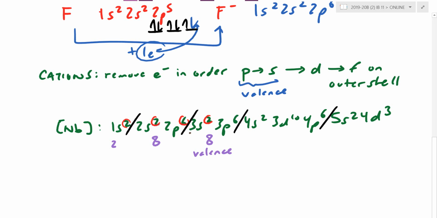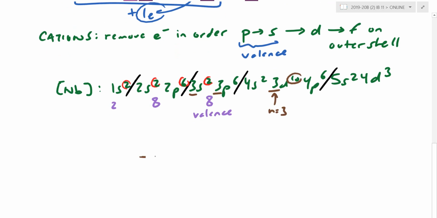But technically, because all 3 of these are energy level 3, there are 10 other electrons that actually belong to n equals 3. It was just that energy level 3 split into the 3s, the 3p, and the 3d. It's just that the 3d ended up being higher energy than the 4s, which is why we actually started filling the 4s before.